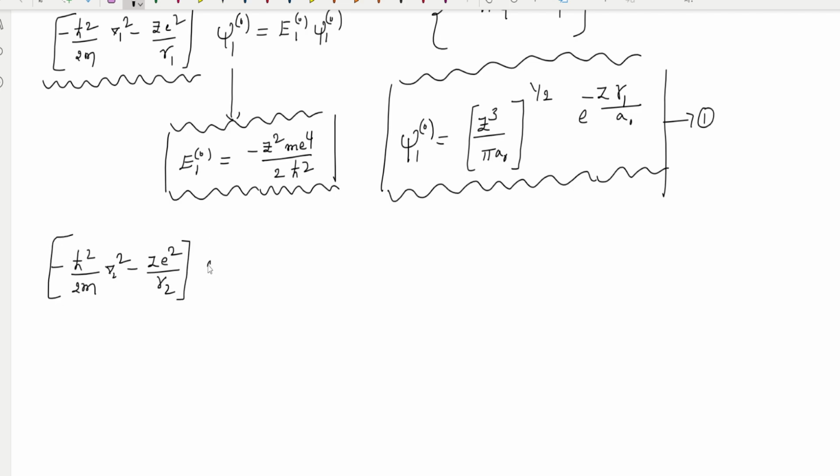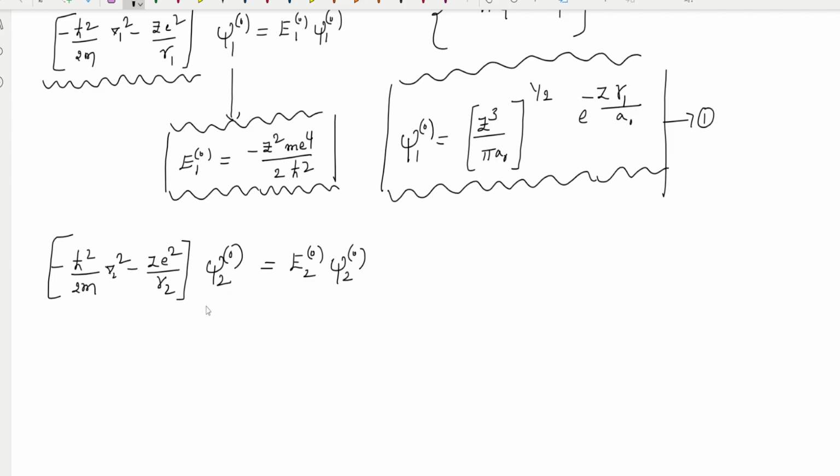Okay, this is the wave function, the corresponding wave function, E2 of 0, the corresponding energy, and this is the corresponding wave. You will get the same answer, instead of r1, here you get r2.